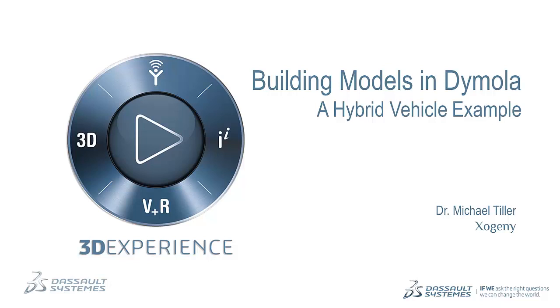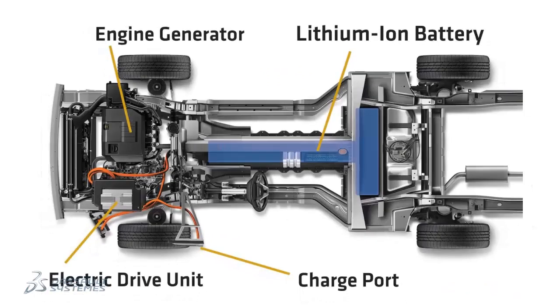In this webinar, we'll demonstrate how to build models in Dymola using a step-by-step example. Our step-by-step example will be a series hybrid vehicle model built in Dymola. There are several different types of hybrid electric vehicles. The one we will be focusing on is called a series hybrid. A series hybrid has an internal combustion engine, but it is only used to generate electricity. This means there is no direct connection from the engine to the wheels. Instead, electric motors are used to provide torque to the wheels.